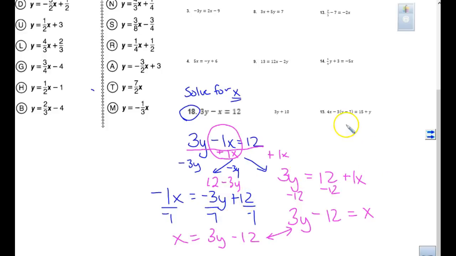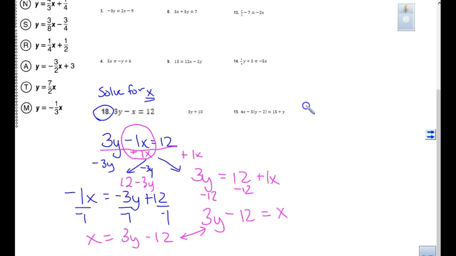All right. Let's look at 15. In 15 you have to distribute. So when you're taking a look at 15, my first step is to have 4x minus 3y. And this is where the mistakes happen, because we're distributing negative 3 times negative 2.